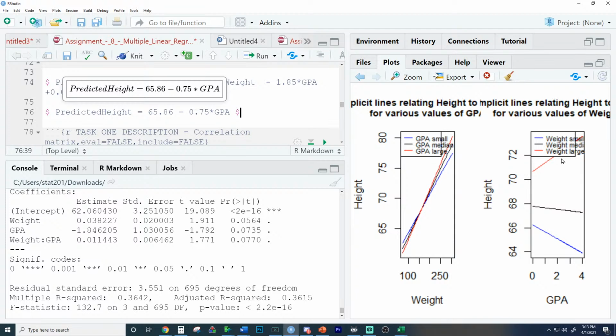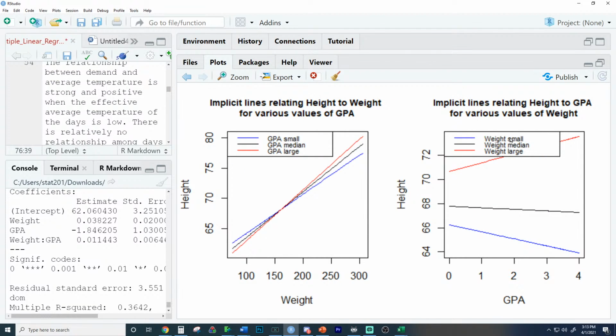But does that make sense? Each one of these lines is solved out for different values of people's weights. So you can see this is a small value of weight, the median value of weight, and the large. And I think this is the 10th percentile, 50th, that's median, and this is the 90th percentile of weights.